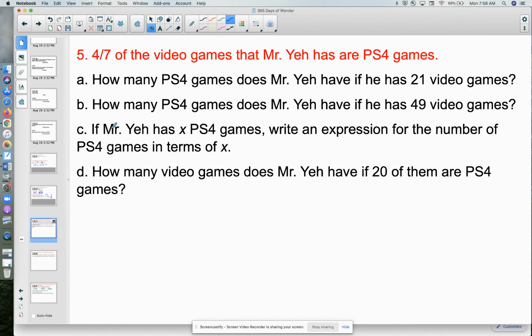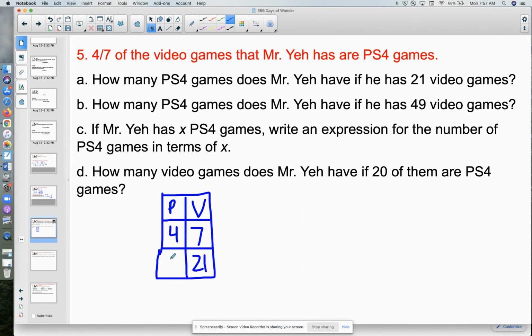Number 5. 4/7 of the video games that Mr. Yahya has are PS4 games. How many PS4 games does Mr. Yahya have if he has 21 video games? Here you can make a table if you want. So make a table. So we can say PS4 and then video games, right? So 4 PS4 games and 7 video games. If I have 21 video games, how many PS4 games do I have?